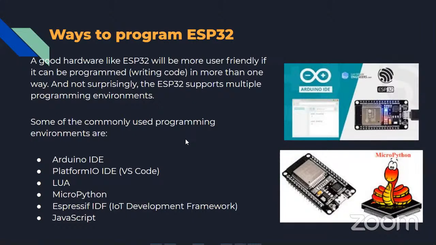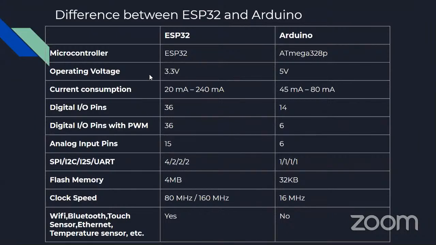We have to configure the settings, and then we can program it. There is also PlatformIO IDE, Lua, and MicroPython, which is one of the famous platforms used for programming. MicroPython is an industry standard, and these are the main platforms where ESP32 can be coded.